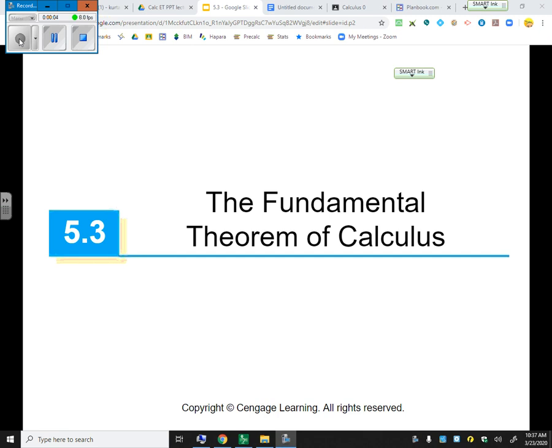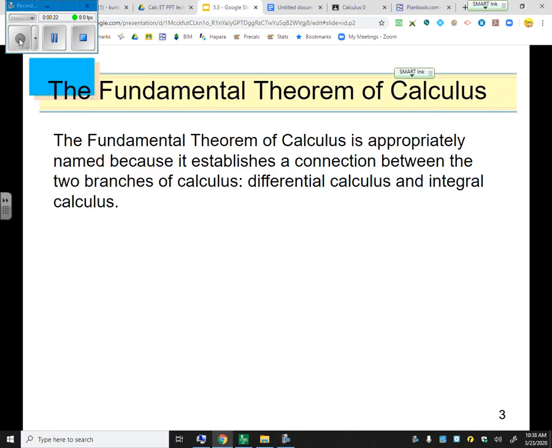The good news is I think that the hardest part of Chapter 5 is over with, because starting today we hopefully will find some better ways at working some of these areas underneath the curves that we've been talking about. So the title of this section is the fundamental theorem of calculus. This is what is going to link together all of our differential calculus that we did in chapters 2, 3, and 4. And it's going to link to this whole idea of integral calculus that we worked on in the previous video.